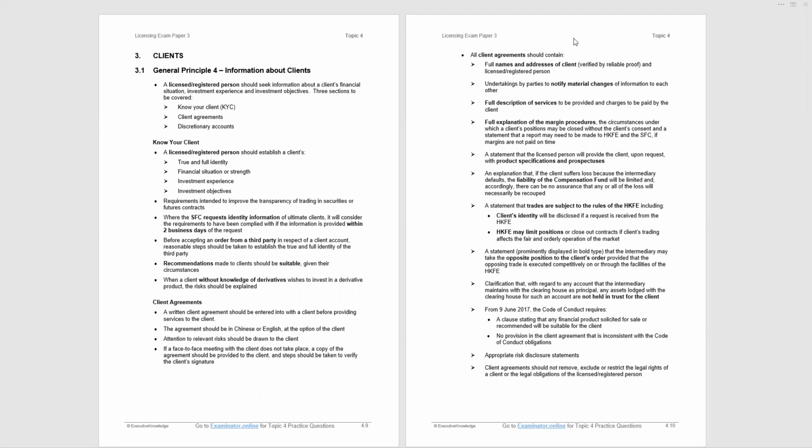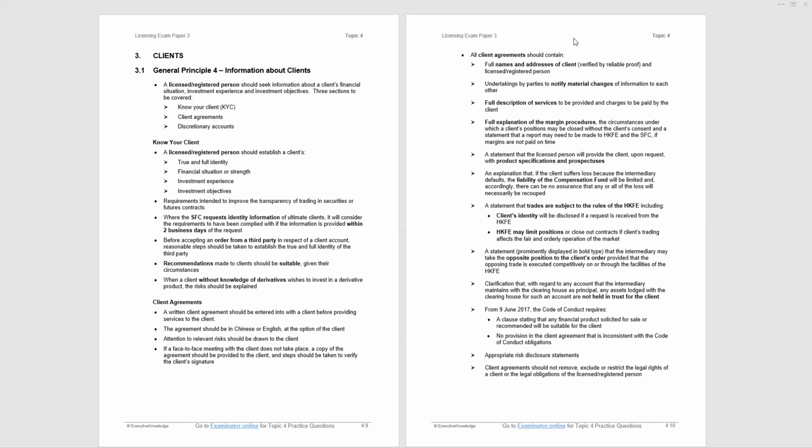Now, on page 4.10, we've got all the items that should be included in client agreements. And it's from this list that I've seen questions previously. So be aware of what's in here. Some of them are not the ones that they'll examine. For example, full names and addresses. I think that's fairly straightforward and obvious. You've got to undertake to notify material changes of information to each other. That's stated in the agreement. Full description of services. Now, we get into some specific points.